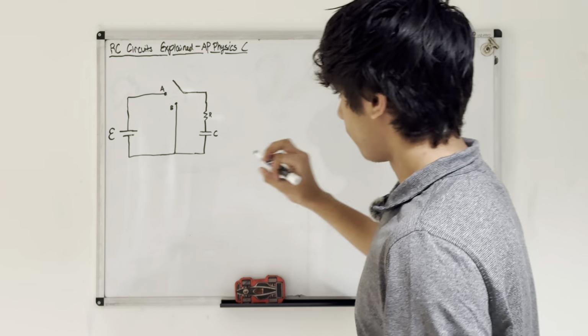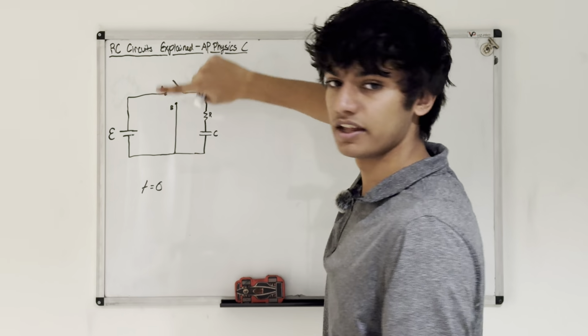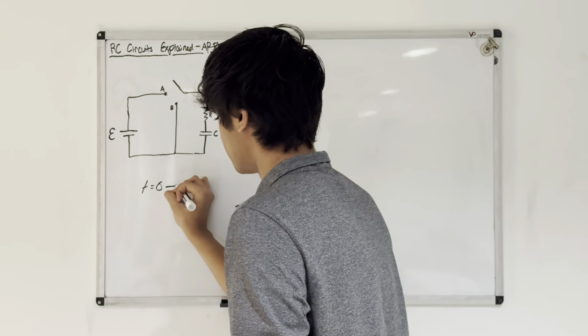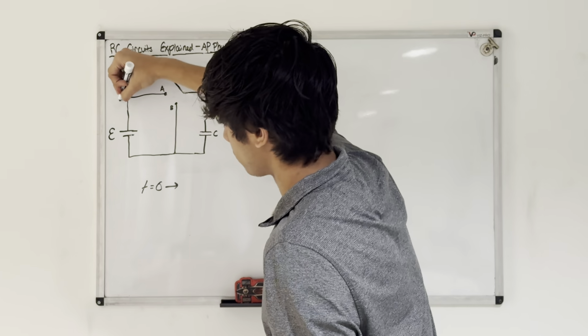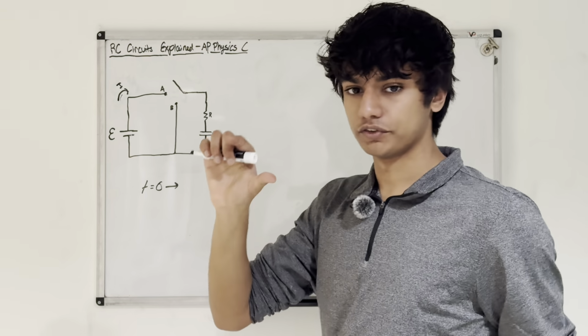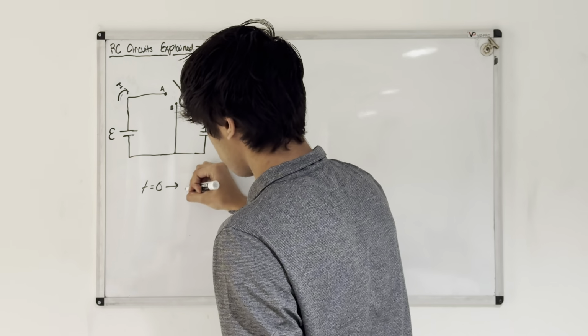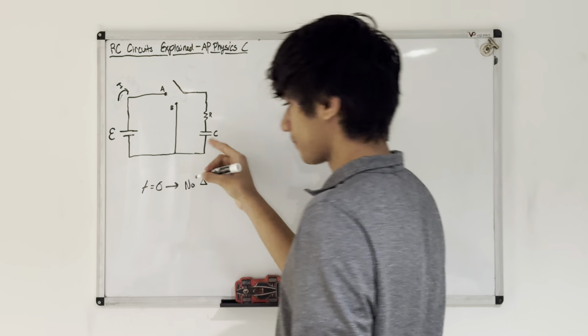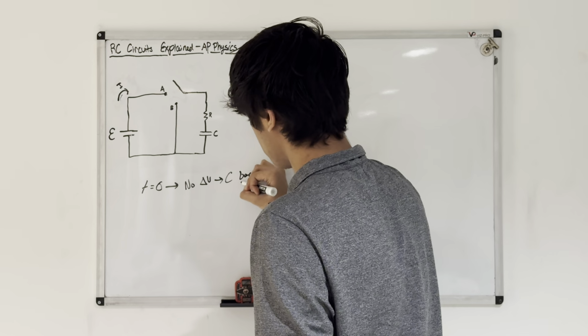So at A, if we consider t equals 0, which is when we flip the switch to the A position, what's going to happen is that the capacitor has no voltage across it. So the current, which is flowing in this direction from the positive terminal, is going to be able to freely move through the capacitor, right? Because there is no voltage difference, it's just able to go through the capacitor. And therefore, because there's no voltage difference, the capacitor acts as a bare wire.